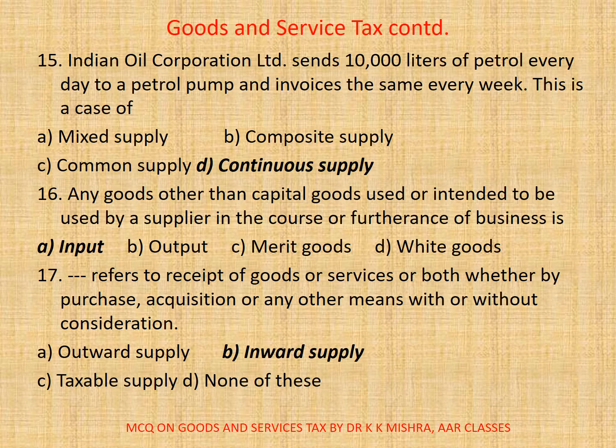15. Indian Oil Corporation Ltd sends 10,000 liters of petrol every day to a petrol pump and invoices the same every week. This is a case of A. mixed supply, B. composite supply, C. common supply, D. continuous supply. Here correct option is D. continuous supply.